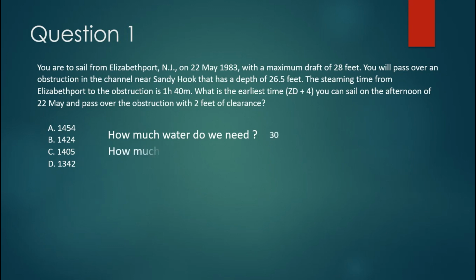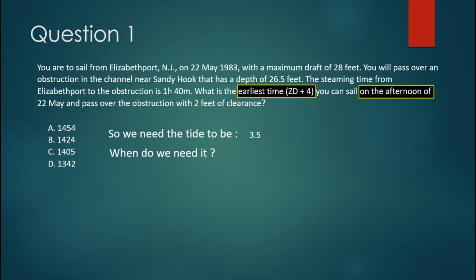Alright, and then how much water do we have? Well, the question tells us we have a charted depth of 26.5 feet. So we need the tide to be 3.5 feet. Alright, so that should start to look familiar here. And then the next question we need to ask ourselves is, when do we need that 3.5 feet? Well, the question tells us we need it at the earliest time on the afternoon of 22 May.